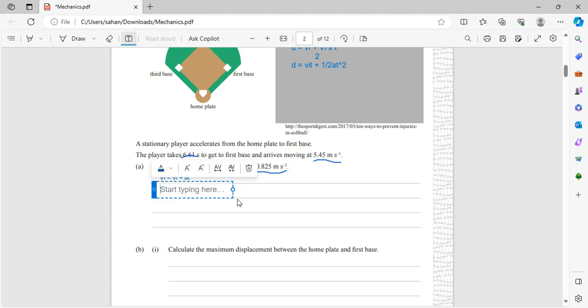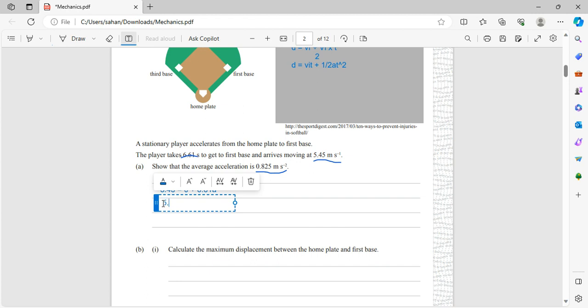So vf is 5.45 because that's the final speed. vi is 0 because he starts from stationary. It's stationary, so it starts from rest. Plus at. So a is what we're trying to figure out. And our time is 6.61, which is given. And then we just solve it with this.